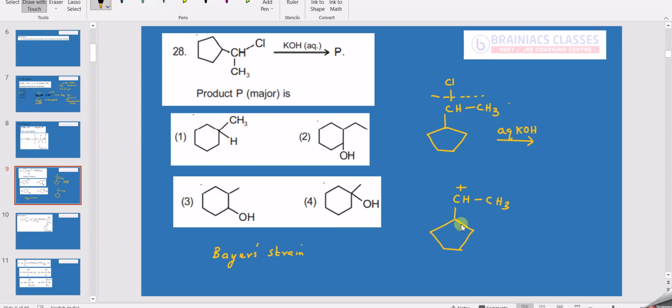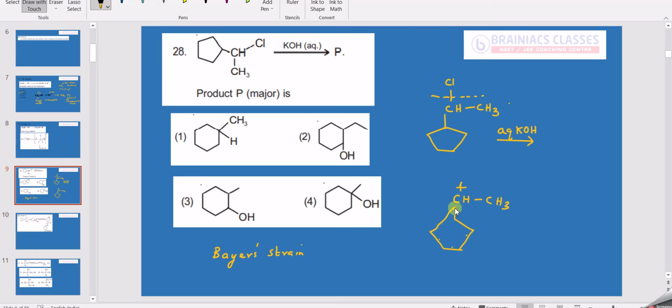So here it is a cyclopentane ring, 1, 2, 3, 4, 5. Whenever the nearby carbon has positive charge, it will undergo a phenomenon called ring expansion. I will tell you what ring expansion is. The bond present here will shift to this carbon atom. You can see in the question, I am drawing it, it will shift to this carbon atom.